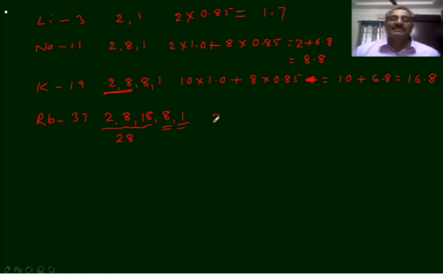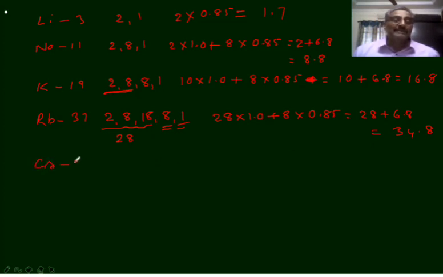Each causes 1.0. So 28 into 1.0 plus the penultimate shell has 8 electrons, 8 into 0.85. That is equal to 28 plus 8 into 0.85, 6.8. That is equal to 34.8. Next, cesium.